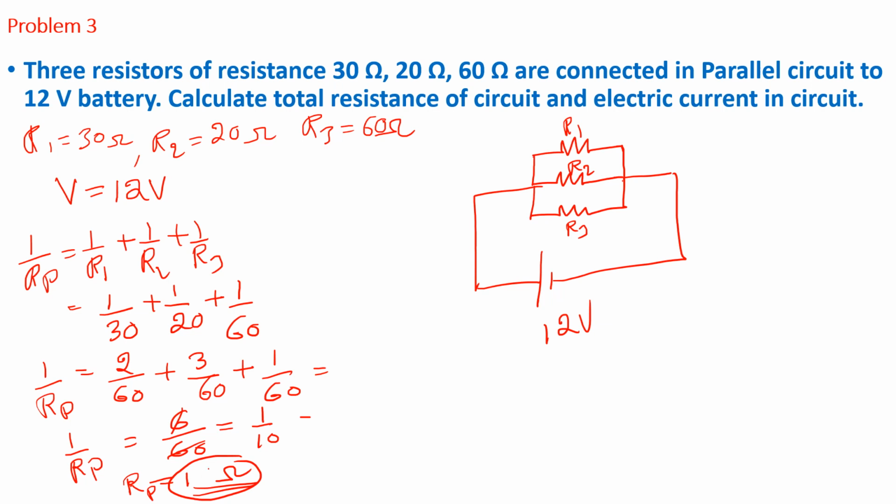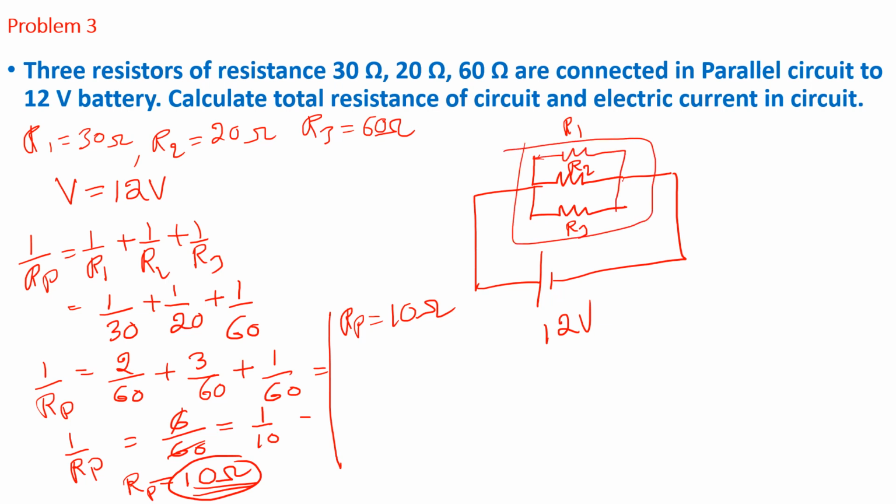I will write it properly. 10 ohms is the total resistance of the circuit, and the electric current in the circuit also we need to find out. So we know now Rp is equal to 10 ohms. The net resistance of the total combination is 10 ohms.